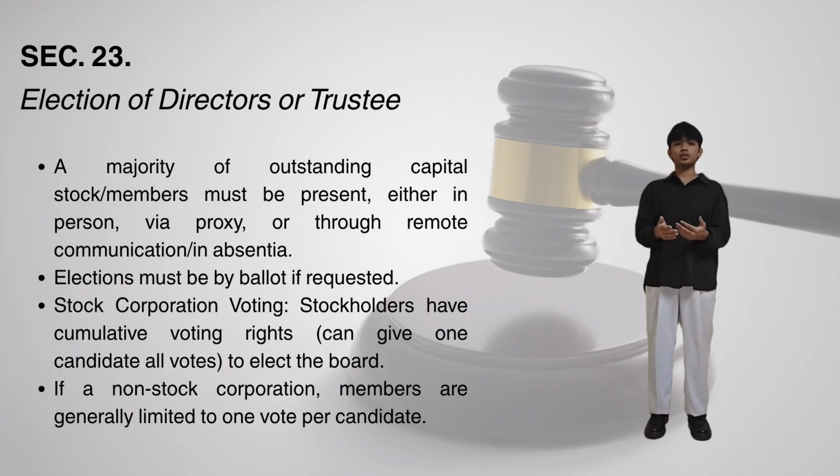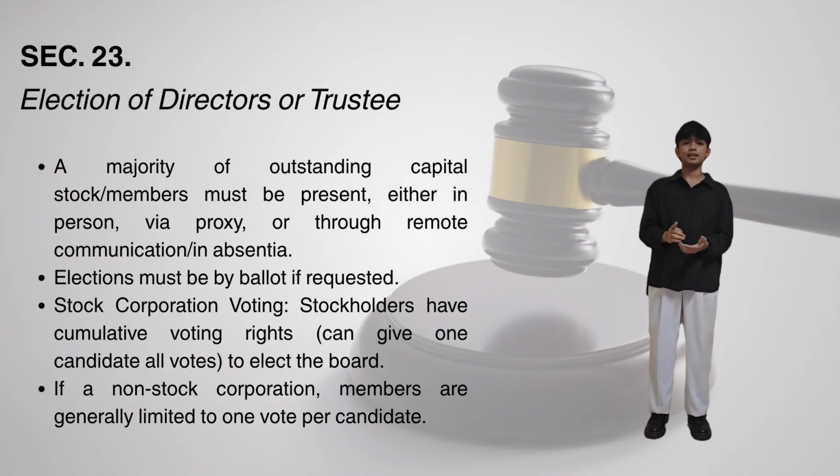And if you own a share, you get to use cumulative voting. This means you count your shares, multiply them by the number of open seats, and you get your total votes. And you can put all your votes on one or two candidates if you want. For a non-stock corporation, this is more straightforward. You can only give one vote to one candidate. And the nominees who get the highest number of votes win the election. If a majority doesn't show up to vote, the meeting is simply adjourned and postponed.